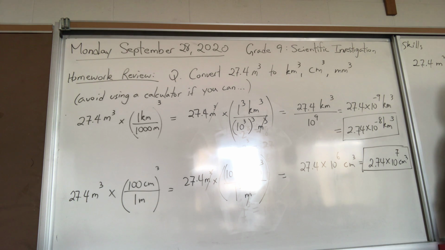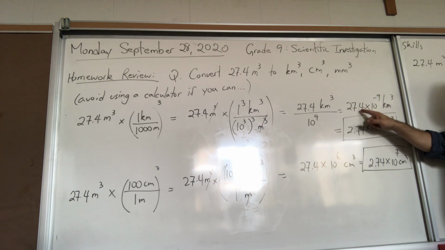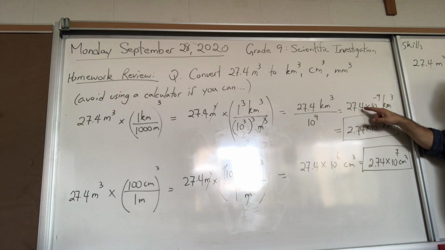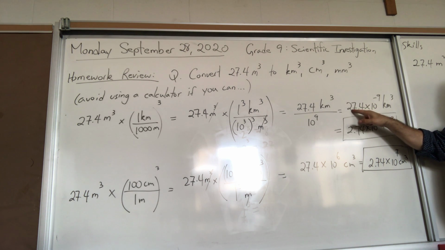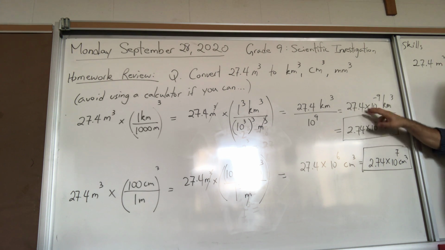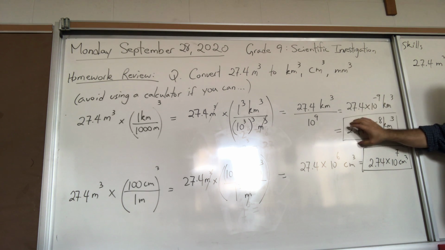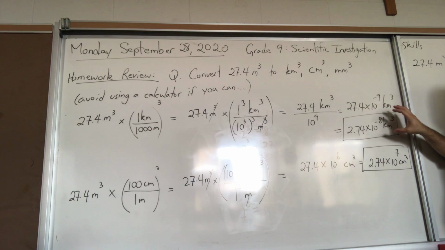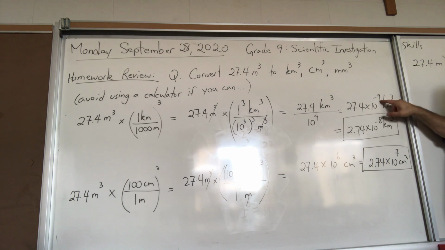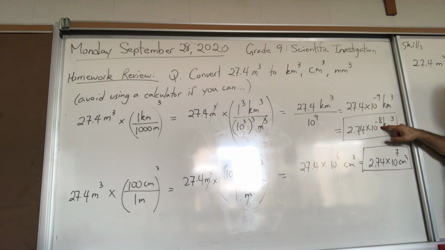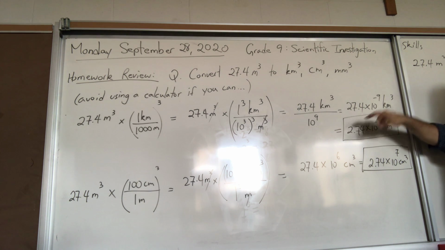Is it in scientific notation? No, because you want only one number before the decimal. So I move the decimal over, and it becomes 2.74. But because I made this number 10 times smaller, by going from here to here, I got to make this number 10 times bigger to maintain the same value. So I have my answer, and there it is. When I go from 10 to the minus 9 to 10 to the minus 8, I raised the power by 1, because I jumped by 1 with the decimal. So now there's my answer.